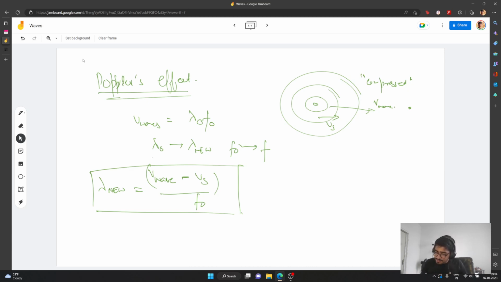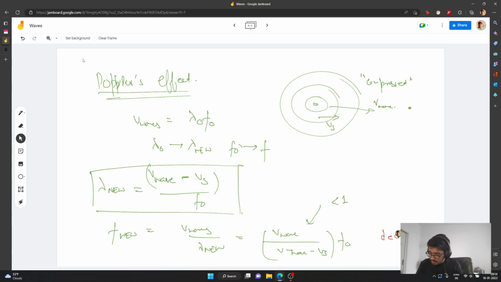Then we can find the new frequency also from here. F nu will be equal to V wave by lambda nu, so V wave by V wave minus Vs, into F naught. We see that this factor is less than 1 because it's V wave divided by something that's V wave minus this thing. So that means the frequency has decreased. Here a decrease has happened and this one has increased. Lambda has increased.